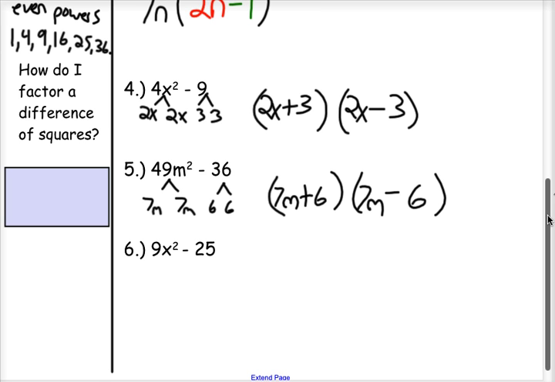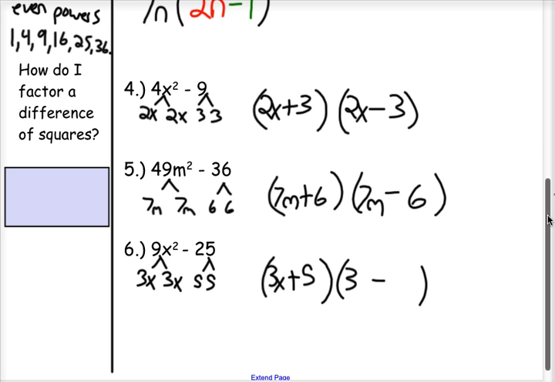Number 6, we're looking at the same thing. 9 and 25. That's kind of our first clue. We're talking about perfect squares, and they're being subtracted. So 9 breaks down into 3 and 3, and then the x's are there to make the x squared. 25, the square root of that is 5. So again, I have that structure. So I build my parentheses, and now I just fill it in. 3x plus 5 and 3x minus 5.